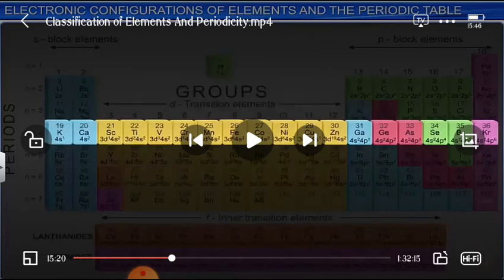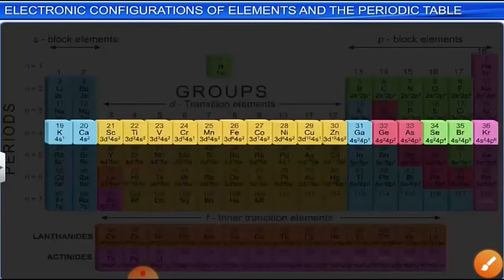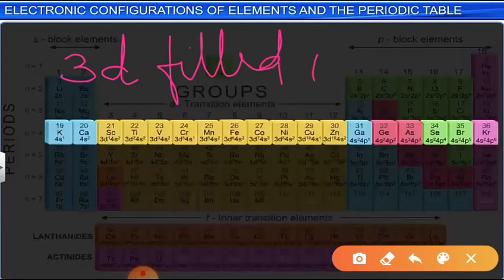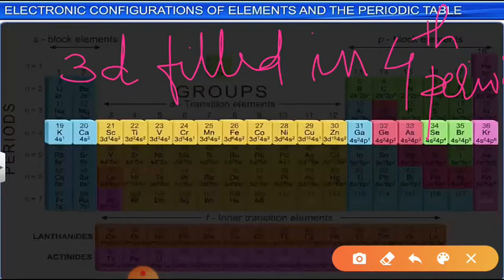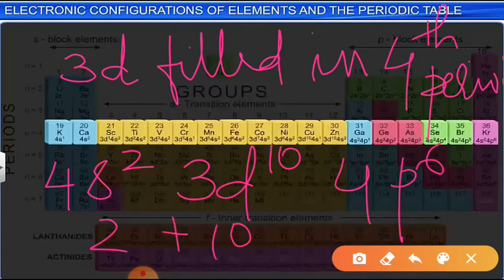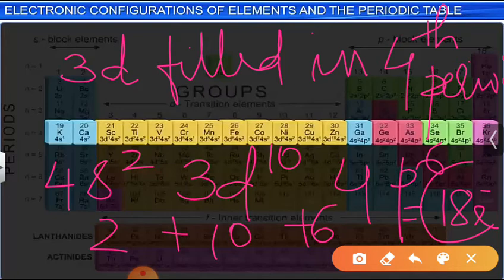So how does this happen is, you have 3d filled in the fourth period. First, the 4s orbital will fill with a maximum of 2 electrons, then 3d with a maximum of 10, and then 4p with 6. So 2 plus 10 plus 6, that is 18 electrons are being filled. So 18 elements would be present in the fourth period.